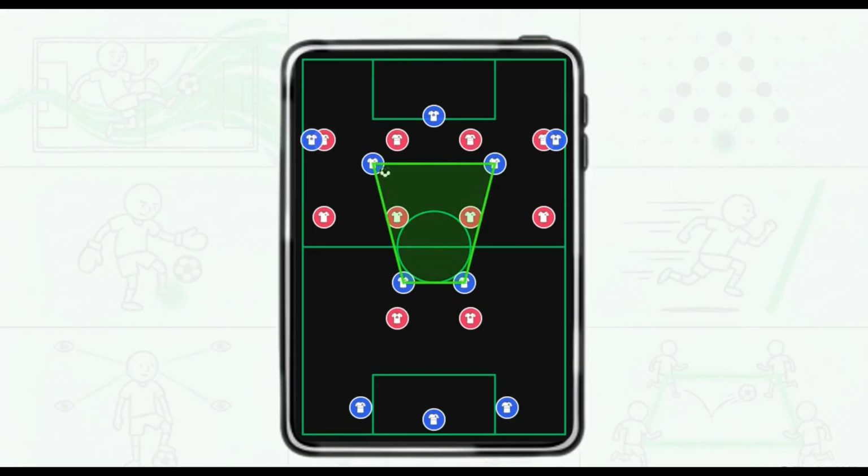Watch it morph into a 3-2-4-1. Inverting a fullback creates a box midfield, generating a central overload. This forces the defense inward, opening half spaces for playmakers to penetrate.